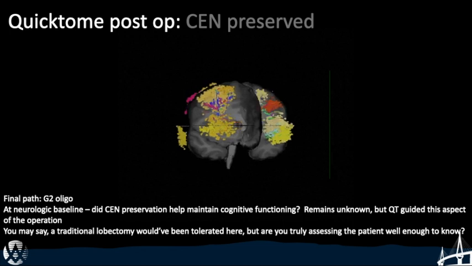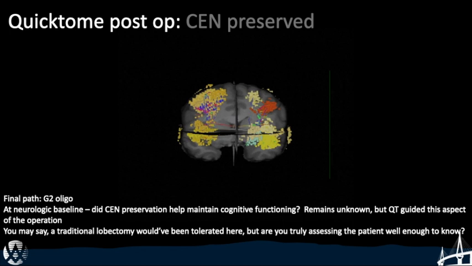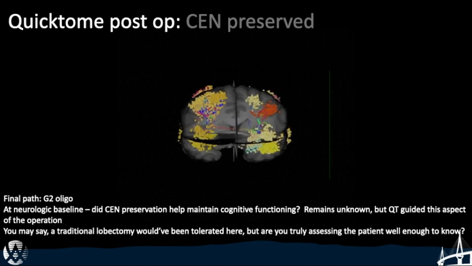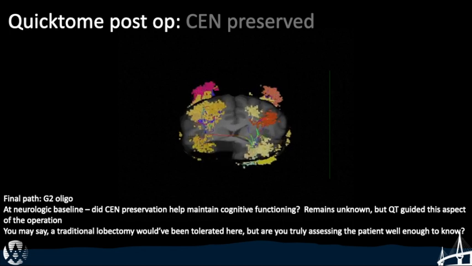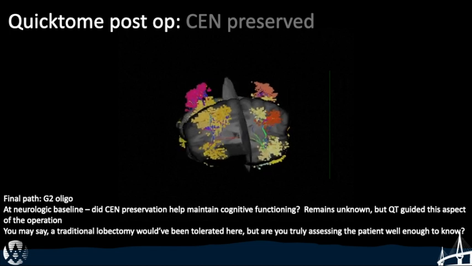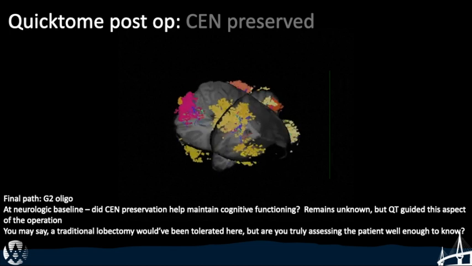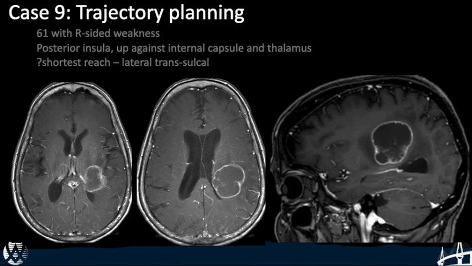Now, of course, we don't have two of these patients, one who gets the full lobectomy and one who gets the restrained lobectomy, and we can compare their neurocognitive functionality after those two operations. But I would like to think that preserving the central executive network allowed a high-functioning recovery for this person who's back to work. This is a last case, and it's more in the spirit of this meeting on how some of the connectomic information helped with trajectory planning.